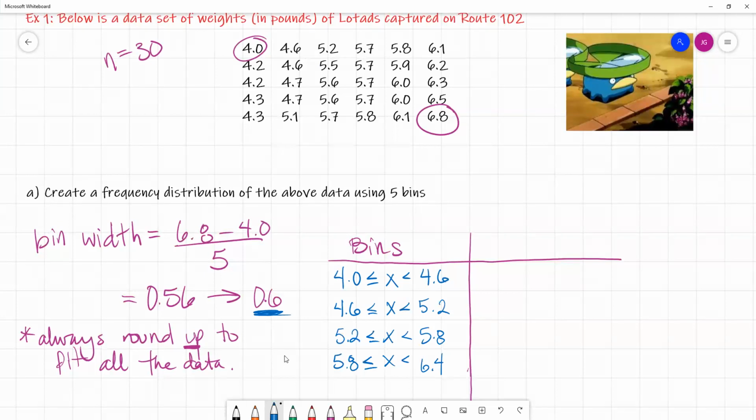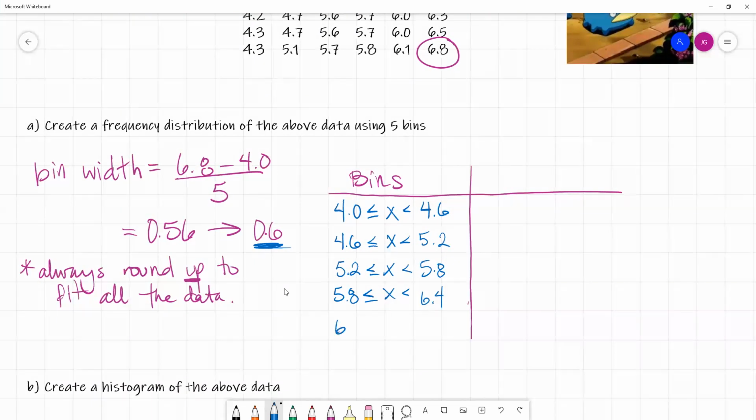Okay, and now I need one more bin. So start with 6.4, less than or equal to x, which is less than or equal to, in this case, since it's going to be the last one, 7.0. It's okay if this one is a little bit bigger than your biggest value. You just don't want this to be smaller than your biggest value, because then you won't be able to include that biggest value. It's okay if this is bigger, because then I will be able to include 6.8 in that one. But if it was smaller, then I would leave 6.8 out. Okay, and so these are my bins.